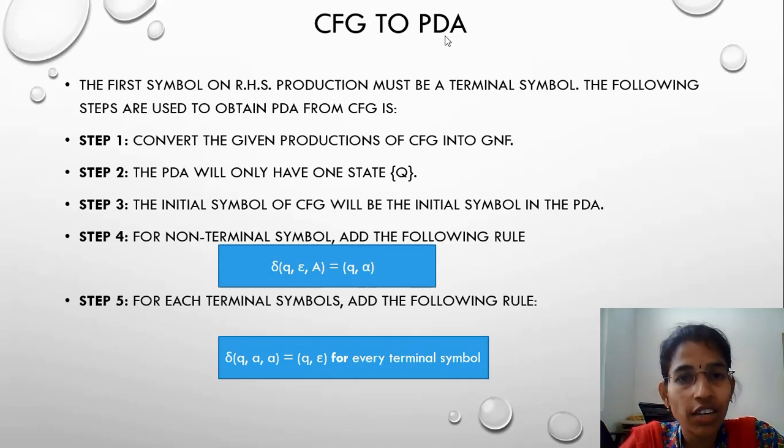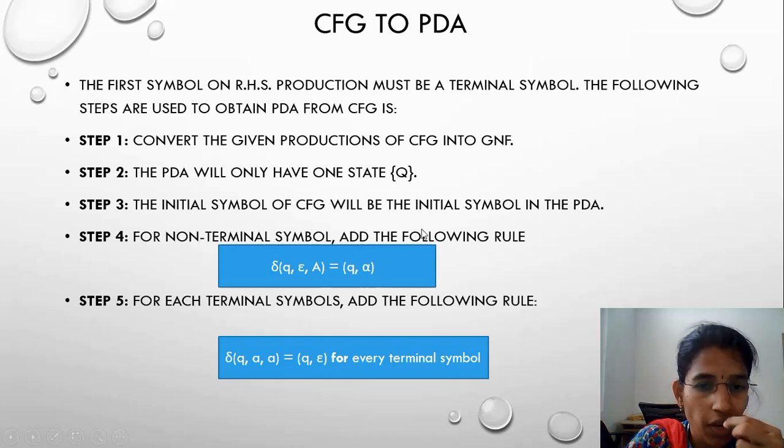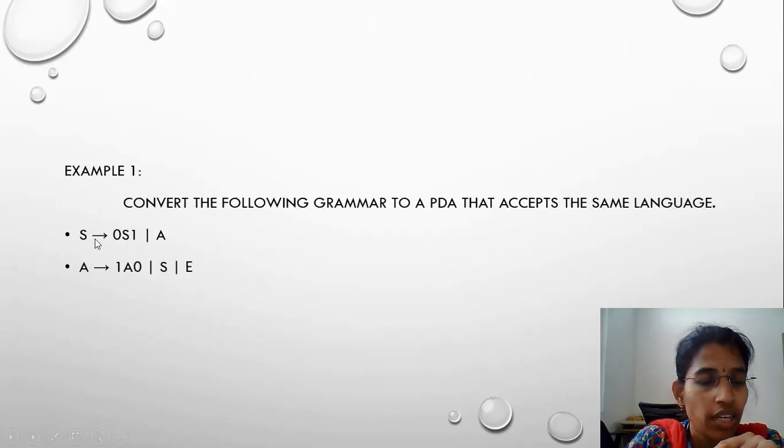Now we convert the context-free grammar into pushdown automata. These following 5 steps are used to convert the context-free grammar into pushdown automata. The first step is to convert the given productions of the context-free grammar into GNF. GNF is nothing but Greibach Normal Form. So our production rule must start with a terminal or epsilon. For this, see the example.